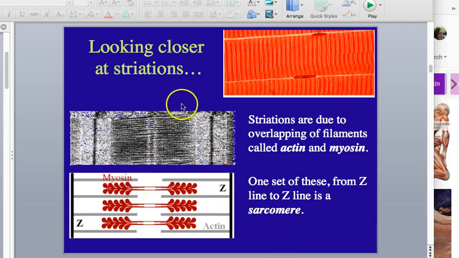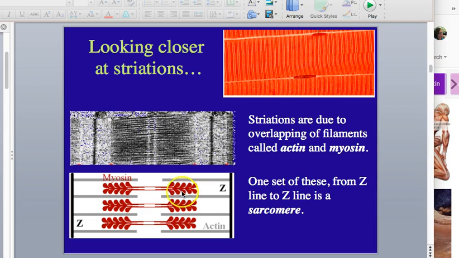Anytime you go from one of these lines to the next one, that's called a sarcomere, and that's going to be one contraction point. Okay, so when these two things come together, we're going to see... I've linked a couple of animations in the module notes because this is a lot easier to see if you're watching an animation of it.